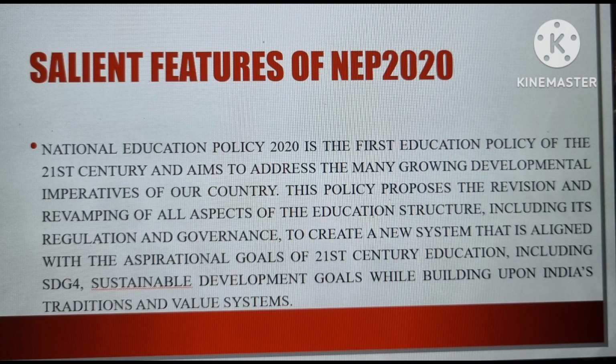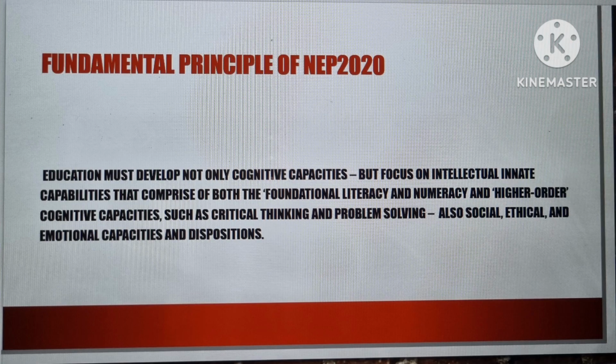So these are the salient features of NEP 2020. NEP 2020 is the first education policy, as I have already told you friends, and it includes an education system that is aligned with aspirational goals, to create a new system that is aligned with our thinking and our sustainable development goals while building upon the traditions and the value systems of Indian society. So it will cover all the topics from regulation as well as governance and structure.